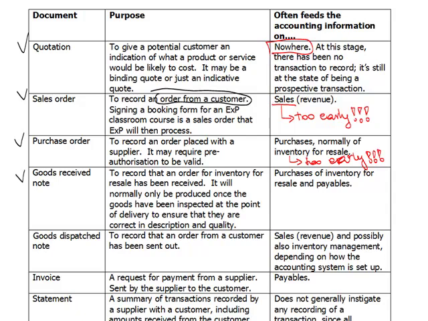Then we may have goods received notes or goods dispatched notes. When we receive goods from our supplier, we will record that as inventory. And when we have inventory, we usually have to pay for it, so we will have payables as well. Goods dispatched note means that we got rid of some inventory, and it may usually mean that we've got some revenue now.